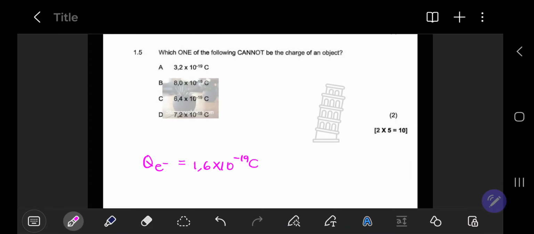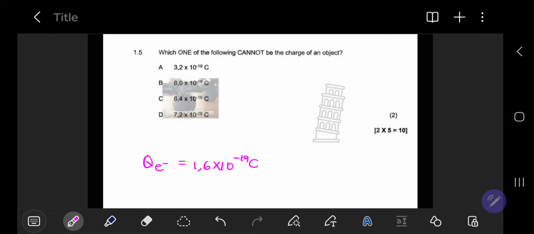So here's the charge of a single electron. It is 1.6 times 10 to the minus 19 coulombs. Now, the quantization of charge says that every charge in the universe consists of an integer multiple of this charge. Meaning that if we take this and we start multiplying it by integers, we will get charges of everything else in the universe. So let's start multiplying it to see what we get.